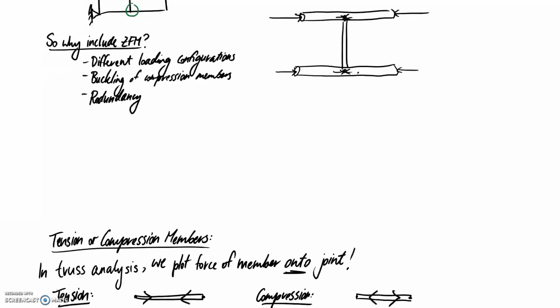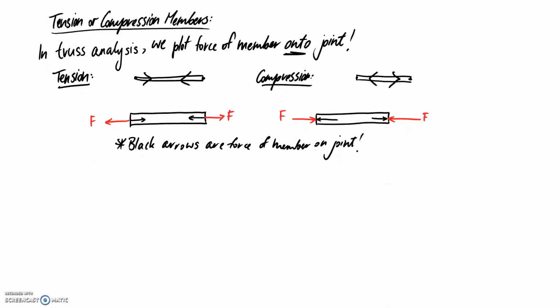All right, so the very last thing that we have to talk about is tension or compression members in our truss. In truss analysis, we plot the force of the member onto the joint. What that means is that a tension member looks like this when it's put with its two forces. A compression member looks like this when you put both forces on it.